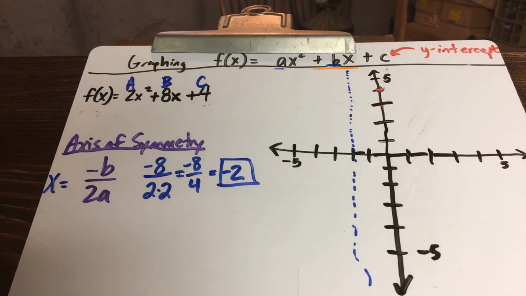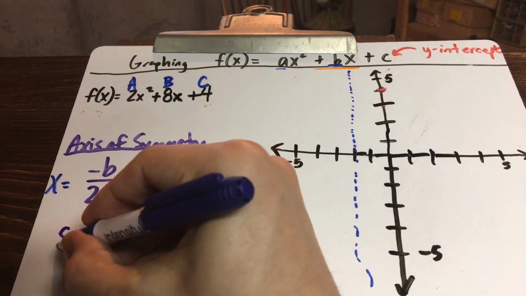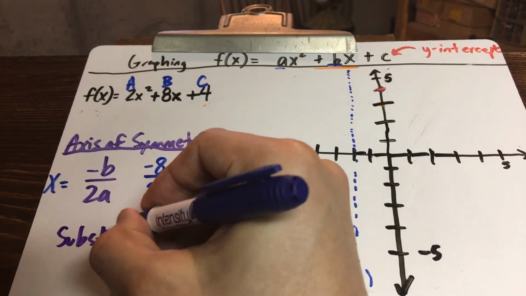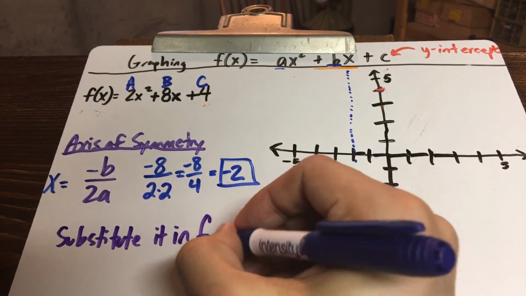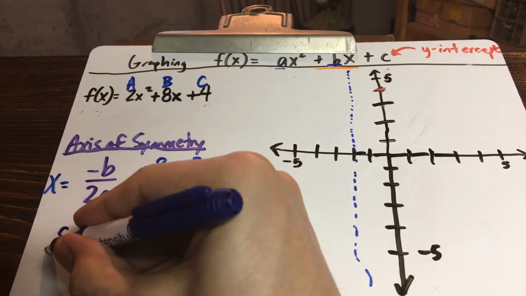Where does our first dot go? Where does our vertex go? So, step 1, we just did it, axis of symmetry. Step 2, substitute that number in for x, back in the original question, right?